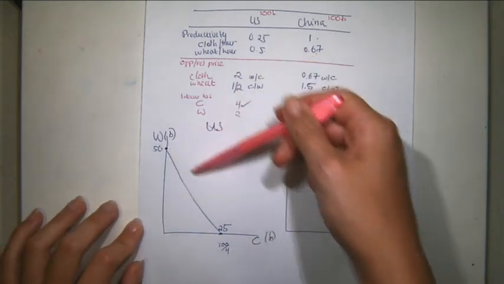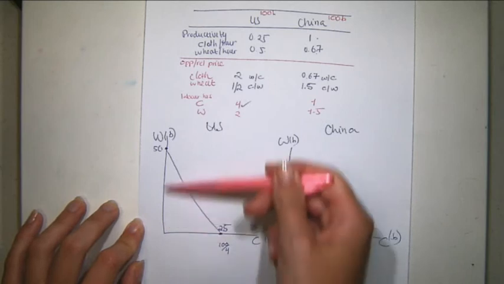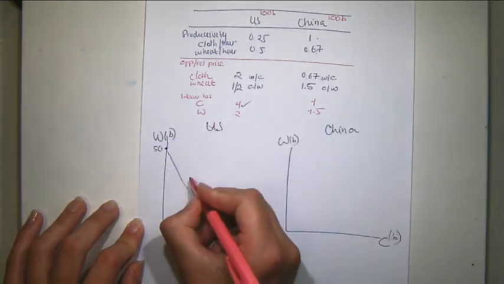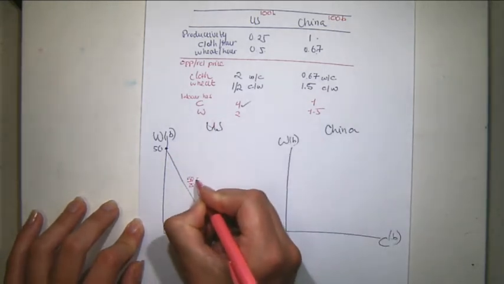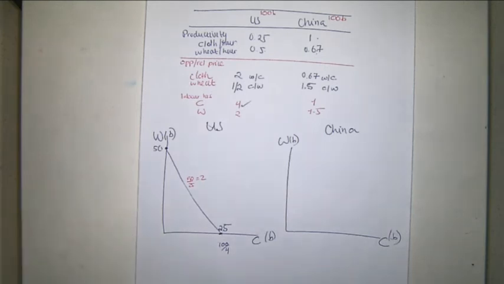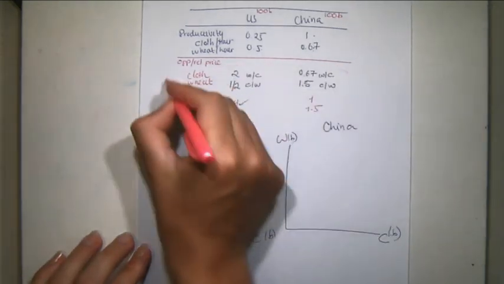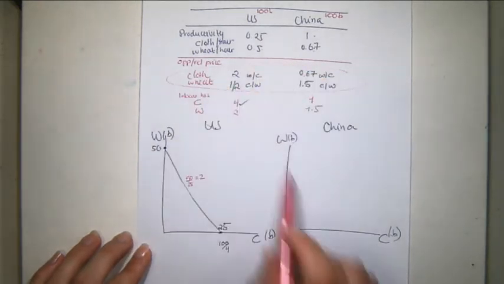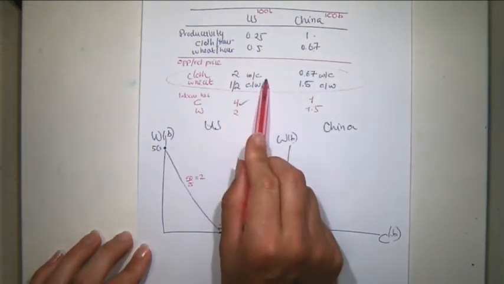What is the slope of this line? Remember, slope is rise over run. So 50 over 25 equals 2. The slope of this line is actually the price of cloth. Here we have calculated the relative prices. The price of cloth is 2 wheat per cloth.